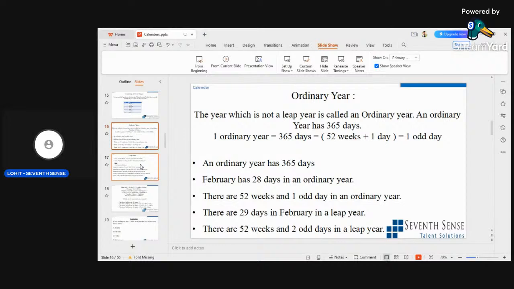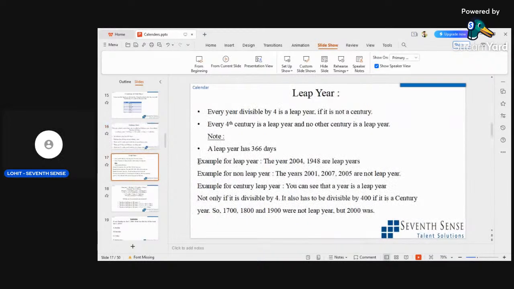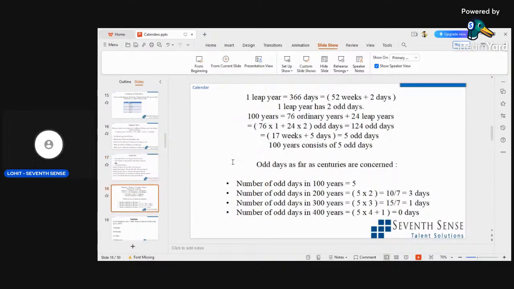Now we are going to calculate the odd days for years. The leap years I have also told you: every year divisible by 4 is a leap year if it is not a century year. For a century year, it should also be divisible by 400. So 1700, 1800, 1900 were not leap years, but 2000 was a leap year. The same thing I told you in the PPT also. Understood? Okay, now let's jump towards our year. This is the last thing you need to remember. Just see the slide.